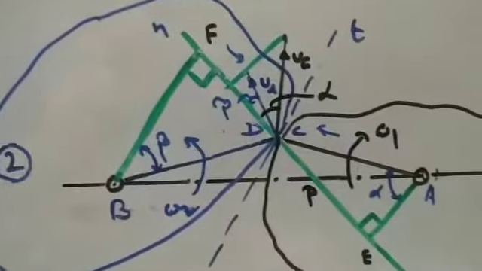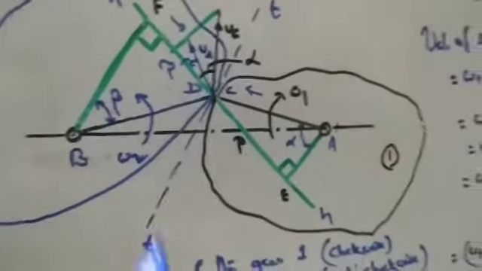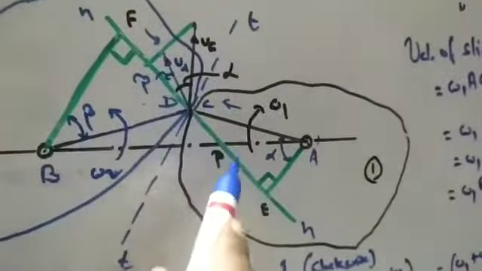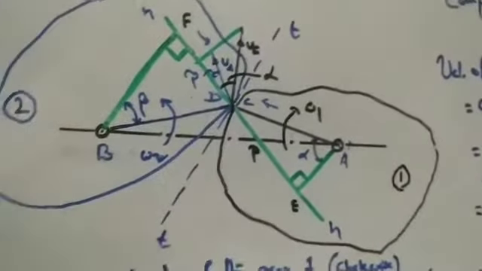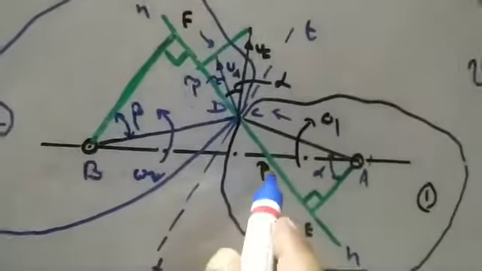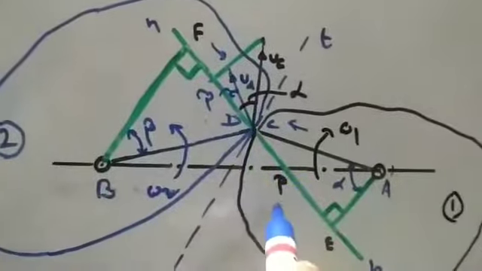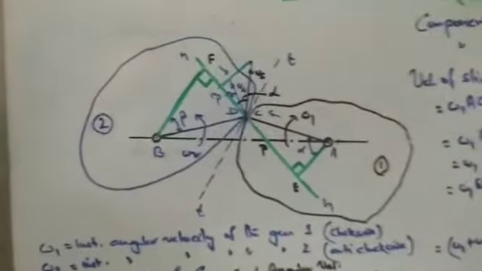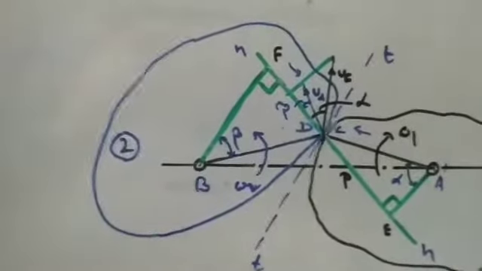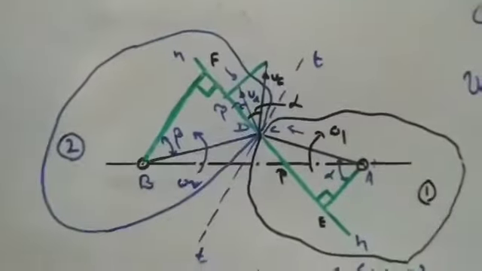Observation number 2 is that the common normal at the point of contact of the two mating gears must pass through the pitch point P. We have shown that the common normal from the point of contact must pass through the pitch point P. The second observation depends on the first observation only, so we have two observations from our first lecture.